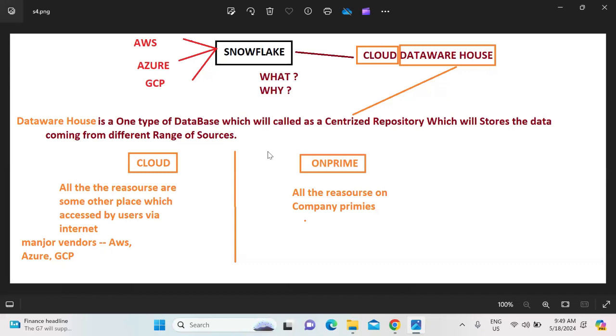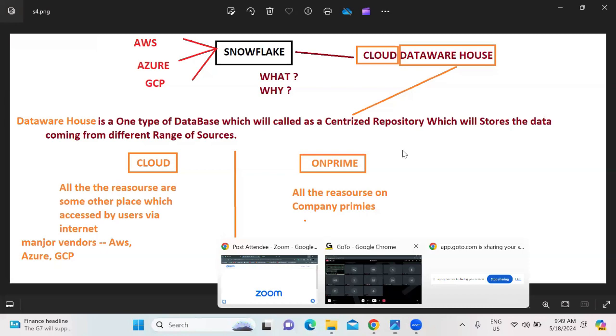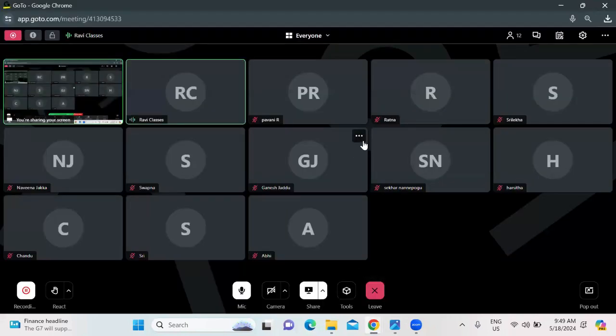Before starting the session, what is Snowflake? Do you have any questions? You can ask me one by one. Please ask me one by one before going to start the session. What is Snowflake? Please. Anybody?